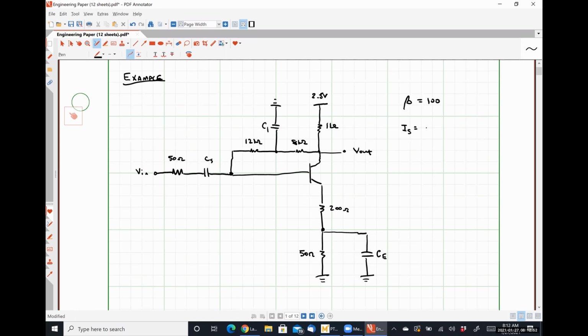We have an IS of 10 to the minus 16 amps. VA is equal to infinity, so we can neglect the early effect. And our ultimate goal in this problem is to get a numerical answer for the voltage gain of this circuit.